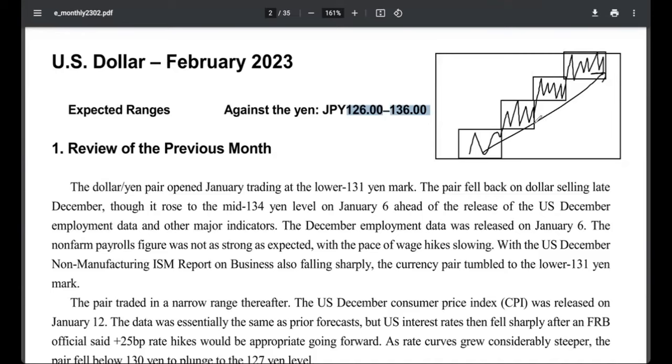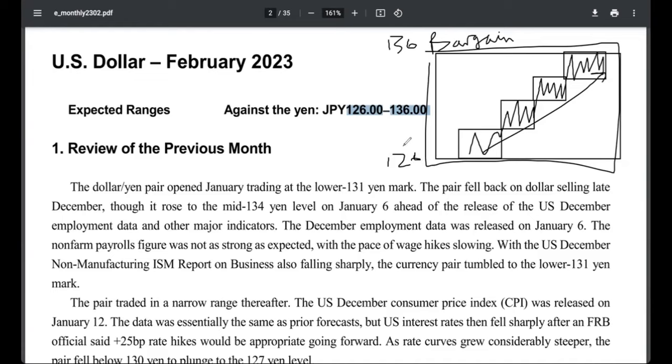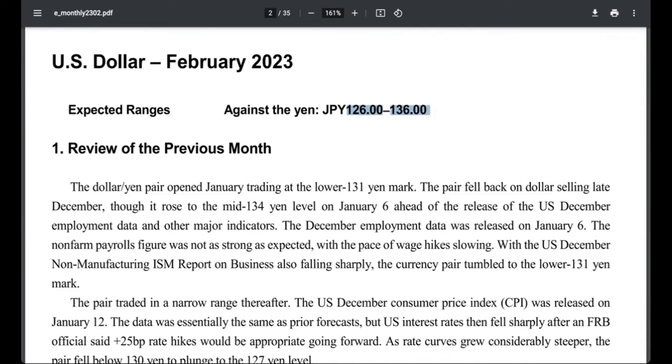You'll see that as a trend. But within this 1,000 pip auction that they're saying, the 136 is up here, is where the bargain is if you want to buy the yen, or it's expensive for the dollar, right? And vice versa, 126 is going to be either expensive for the yen or cheap for the dollar, depending on which way you are fundamentally looking to trade.